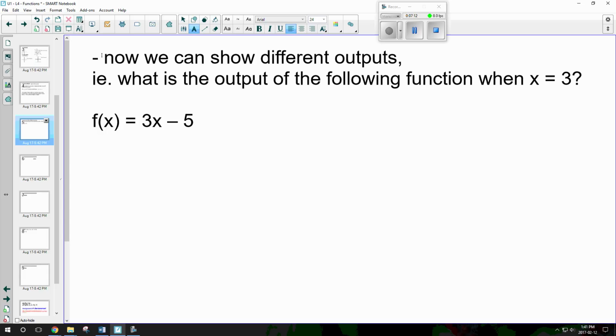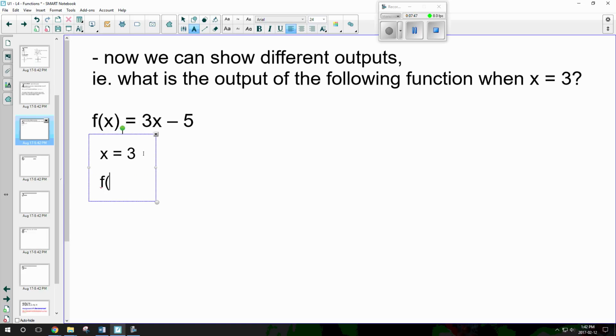So now that we know how to properly word function notation, we can now show different outputs. So an example that we're going to look at is: what is the output of the following function when x is equal to 3? So we have f at x equals 3x minus 5. But what we're going to do is plug in the value that x is equal to 3, because that's what it asks us to find. What is the value of this function when x is equal to 3?